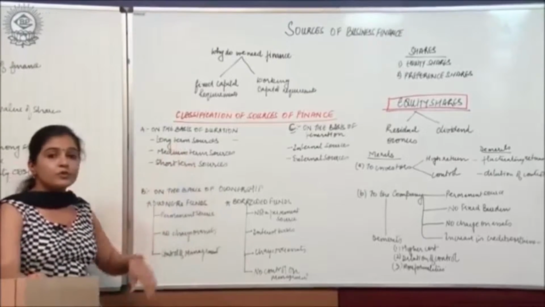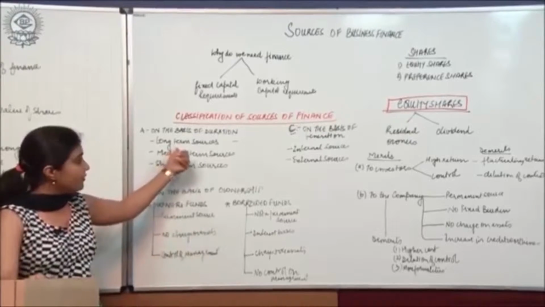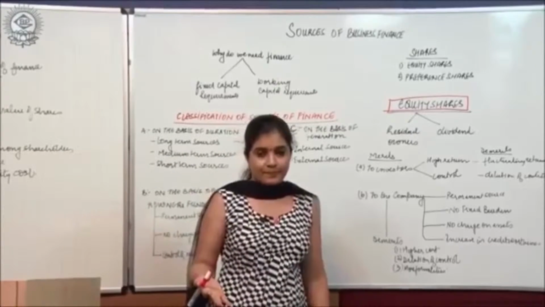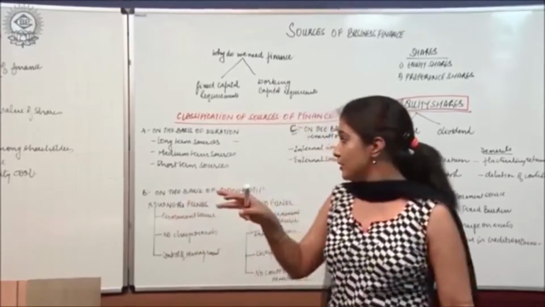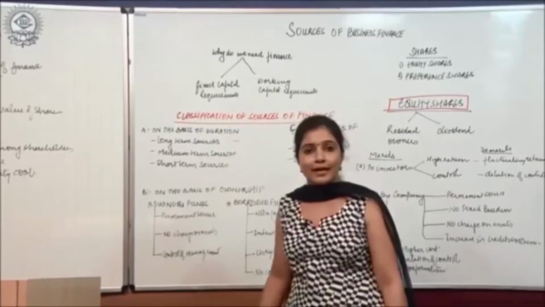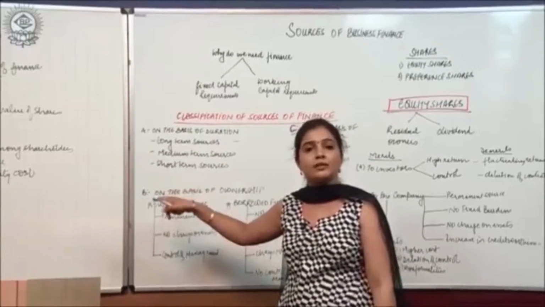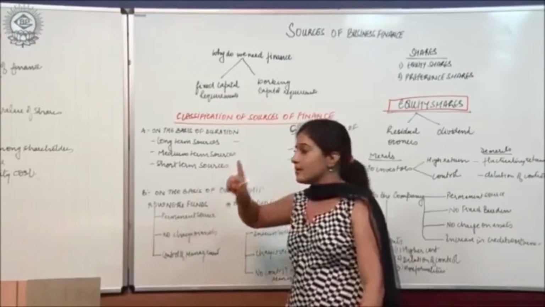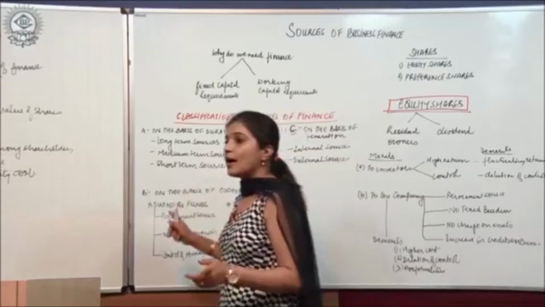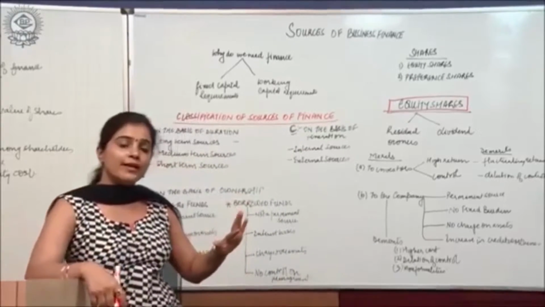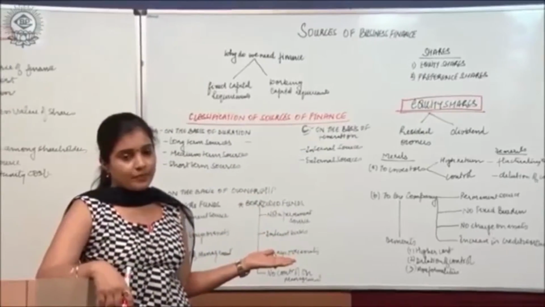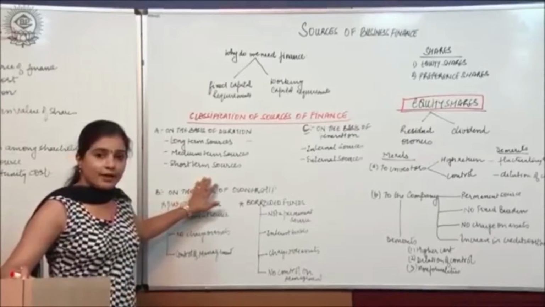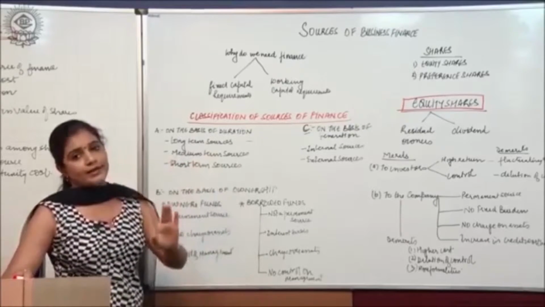Right? Now long-term sources of finance would be wherein we require money for a period more than 3 to 5 years. Okay? Now if I am taking a loan, let us say from the bank for a period of about 10 years, that is a long-term source of finance. Right? Medium-term source of finance is when we require money for a period more than 1 year but less than 3 to 5 years. Okay? And short-term sources of finance are those from where we can get money only for a period less than 1 year.